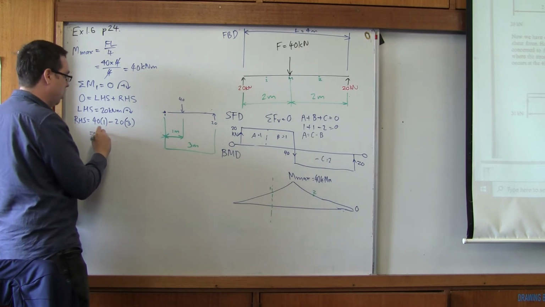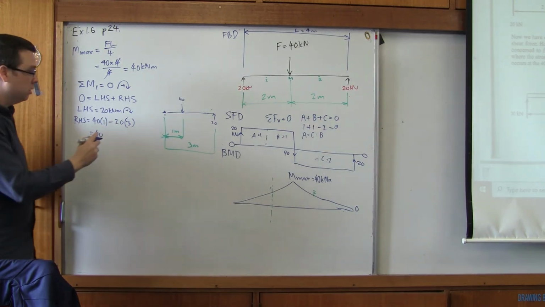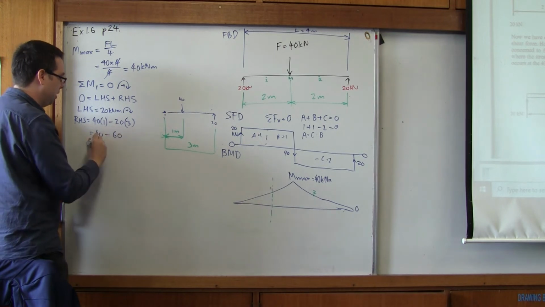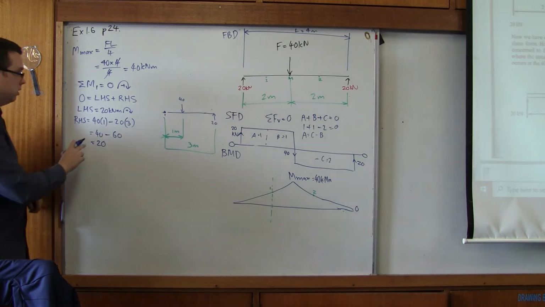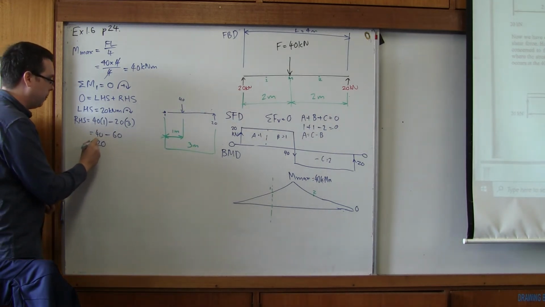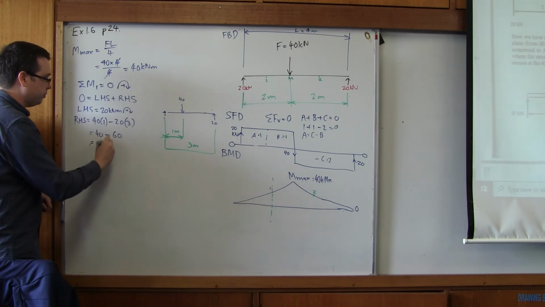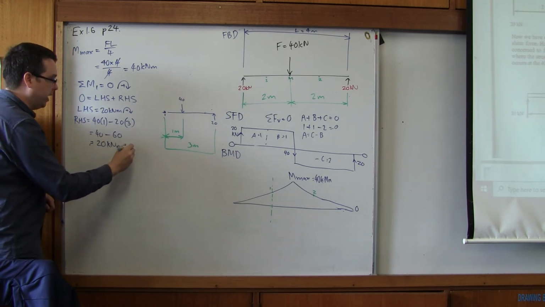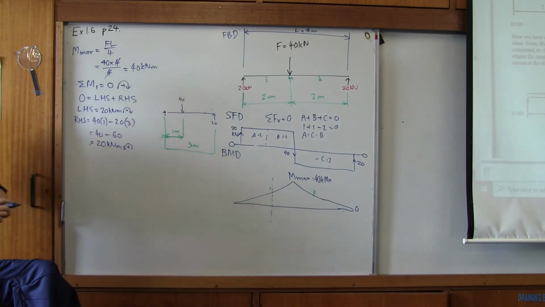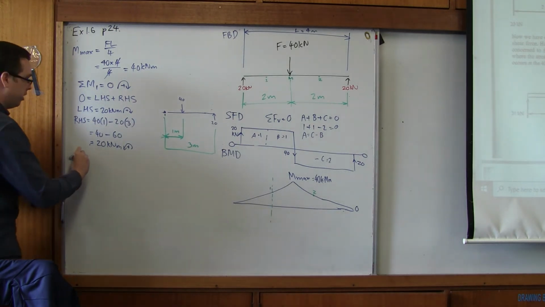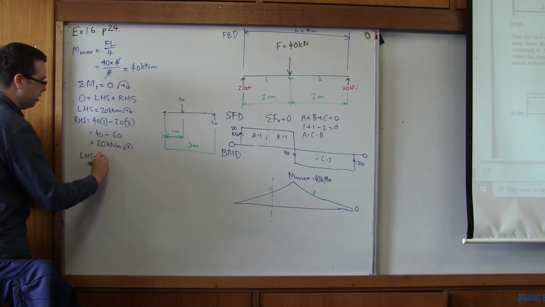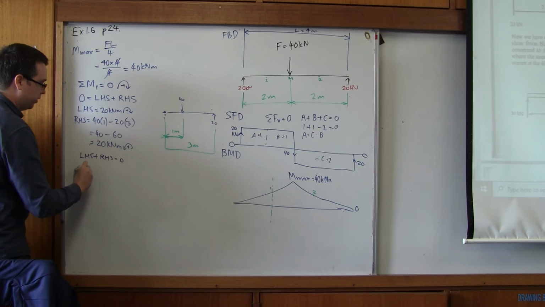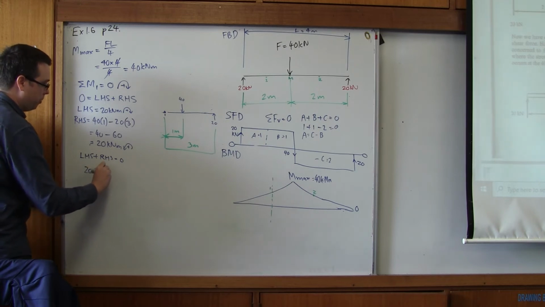So what is our answer? We're going to have 40 minus 3 times 20, which is minus 60. 40 minus 60 is negative 20 kilonewton meters. We can write 20 kilonewton meters anti-clockwise. And then if we have LHS plus RHS equals 0, what we have is 20 plus minus 20 equals 0.